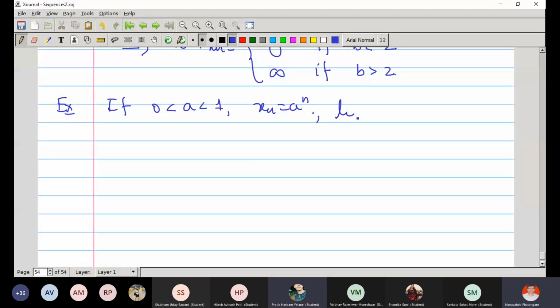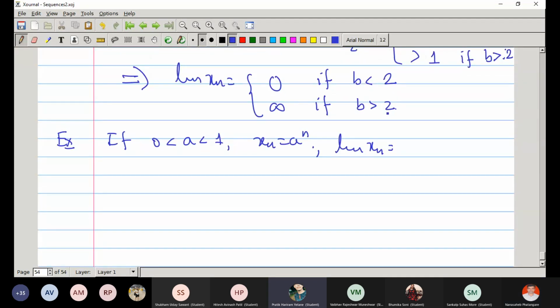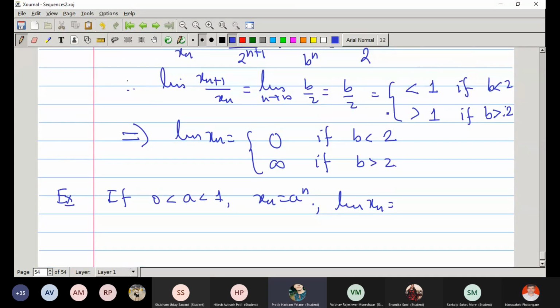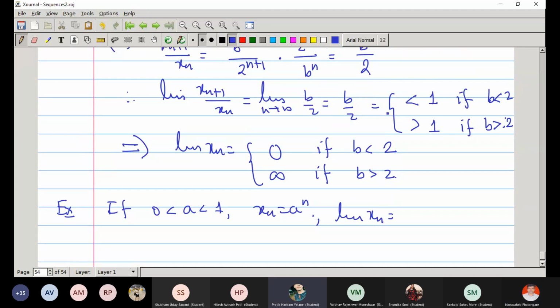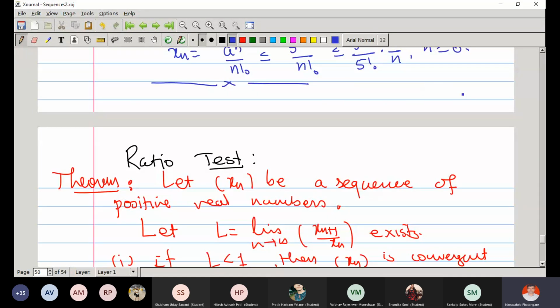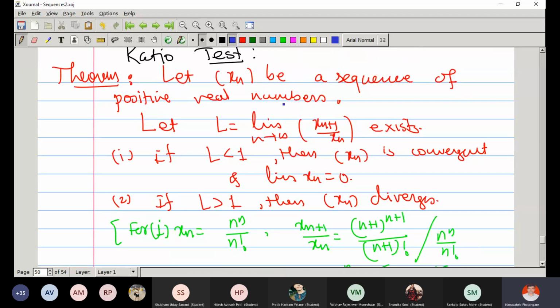I didn't get the last step. Will you explain? Do you understand the ratio test? What does the ratio test say? The statement says: suppose xn is a sequence of positive real numbers and L is the limit of xn plus 1 upon xn. If this limit is less than 1, then xn converges to 0. If the limit is greater than 1, then the sequence diverges.